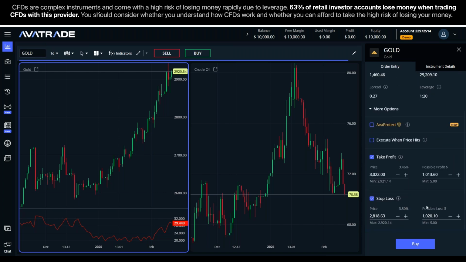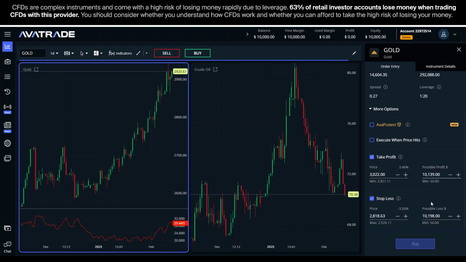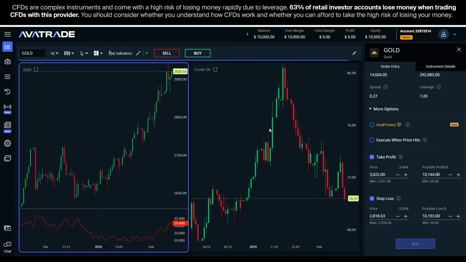So the result here will be multiplied by 10. If it's one lot, the result here will be multiplied by 100. Okay, and 100 times 100 is 10,000. Great. What is the difference?